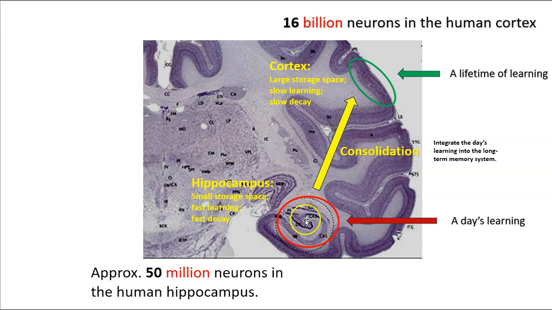And so this is a pretty cool system. It's a fast learning system. And then what we learn during the day, we use that information during sleep to build and strengthen the cortical memory traces. And then we weaken those memory traces to prepare for the next day's learning. So the system is sort of like we're integrating the day's learning into the long-term memory system. That's what consolidation is doing.